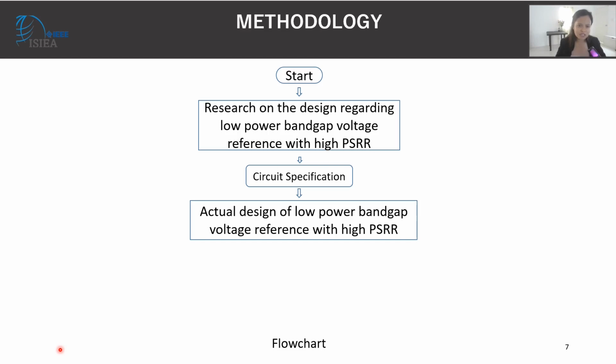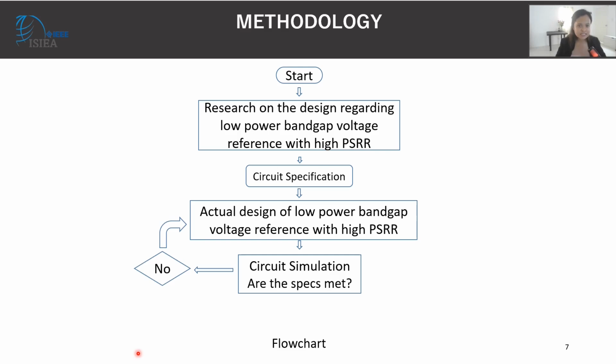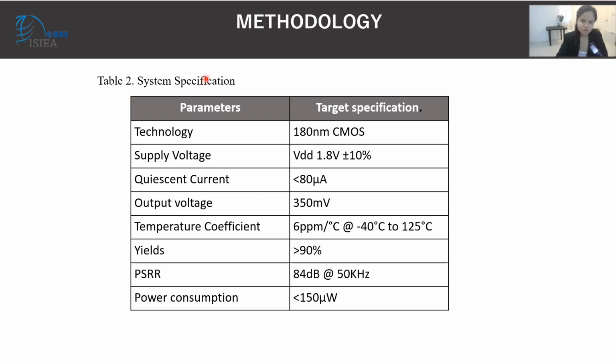The circuit is simulated in order to find out if the specifications are met or not. If not, there's a need to fine-tune the circuit design in part 3 until the specifications are met. When the specifications are met, the evaluation of the overall performance of the designed bandgap voltage reference circuit was done. Table 2 here shows the system specification of our design.